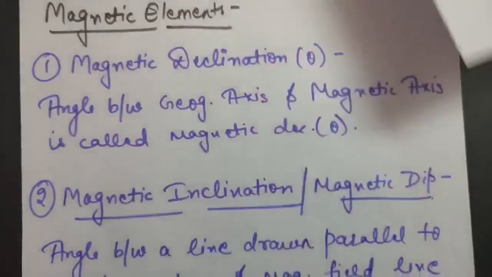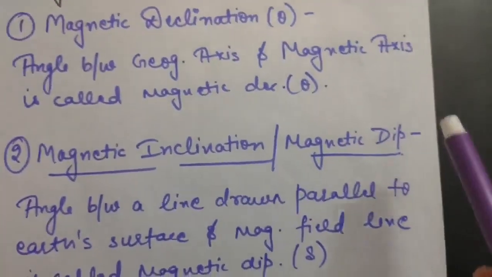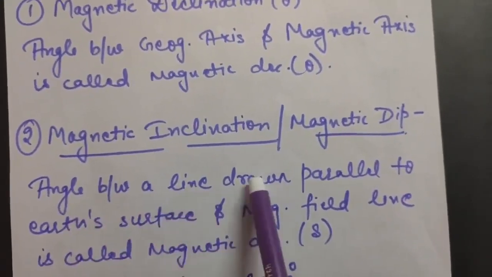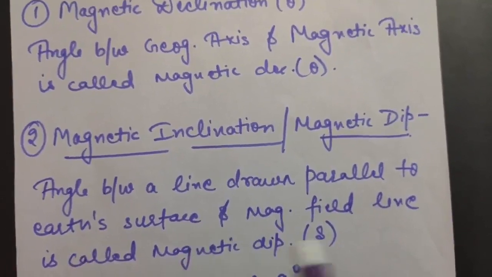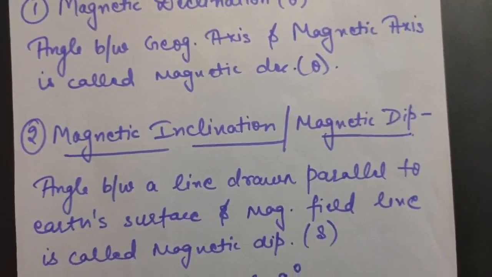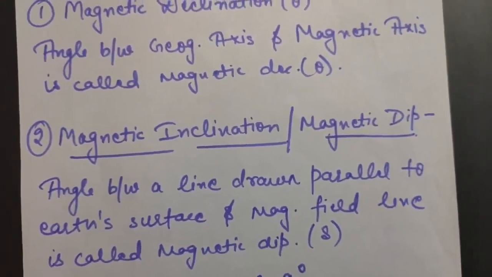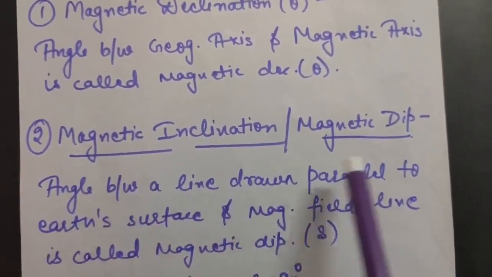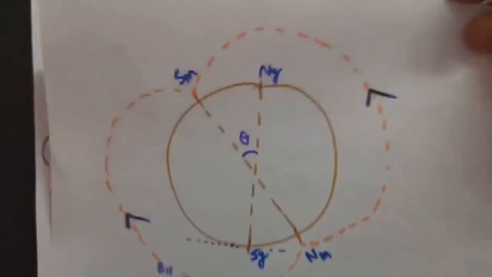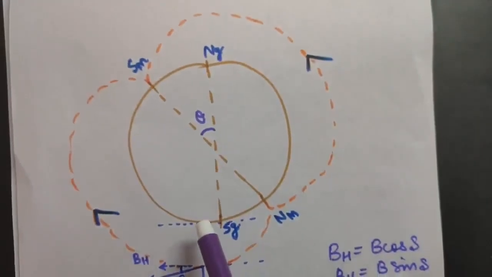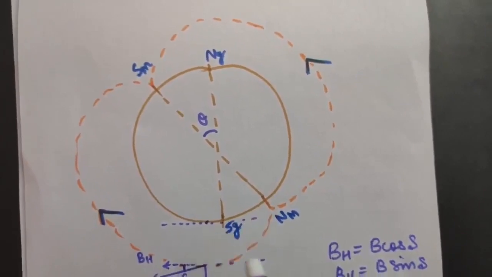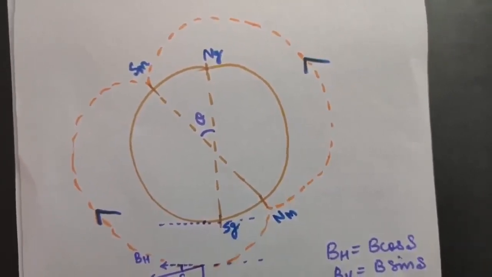Second is magnetic inclination or magnetic dip, and we represent it by del. To define it, the angle between a line drawn parallel to Earth's surface and the magnetic field line is called magnetic dip. That is, to represent it in the diagram, you need two things: first, a line drawn parallel to Earth's surface, and second, a magnetic field line. Again, look at the diagram. I consider this point. This line is parallel to Earth's surface, so this is our first thing. Now we want a magnetic field line as well.